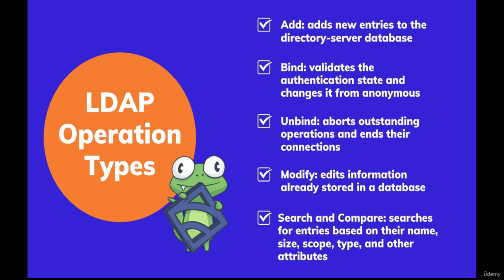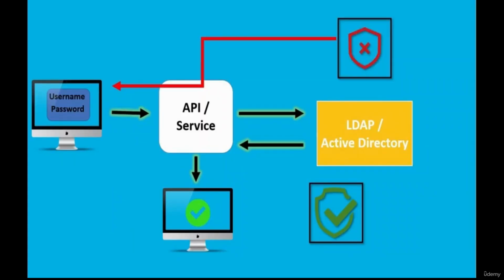So its operation types, the LDAP operation types: add enters new entries into the directory server database; bind validates the authentication state and changes it; unbind aborts outstanding operations and ends their connections; modify uses information already stored in the database; search and compare search for entries based on their name, size, scope, type, and attributes.